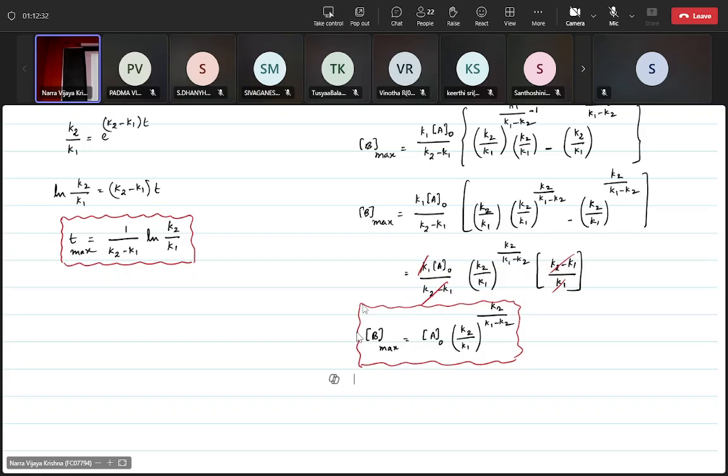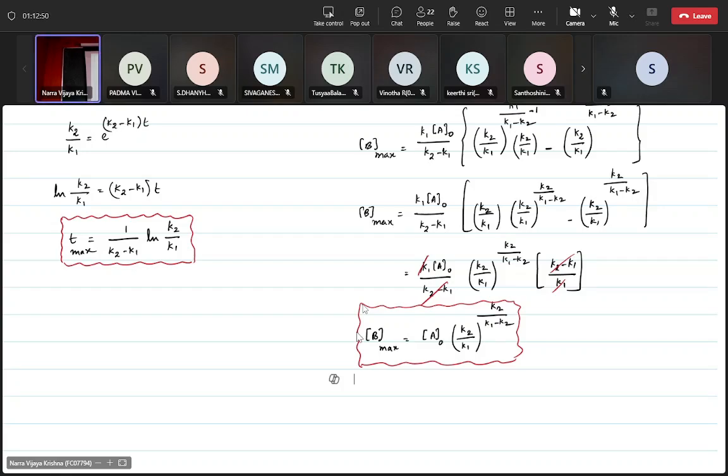K1A minus K2B equal to 0. So B equal to K1 by K2 into A. Correct? That's K2 by K1 into A. Condition match.